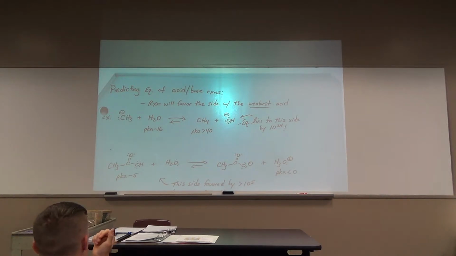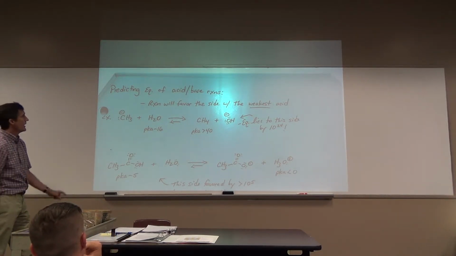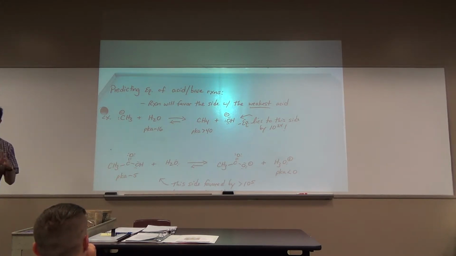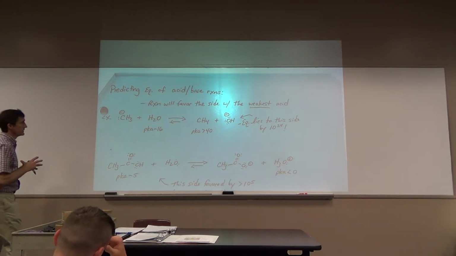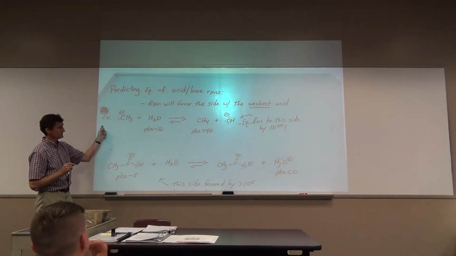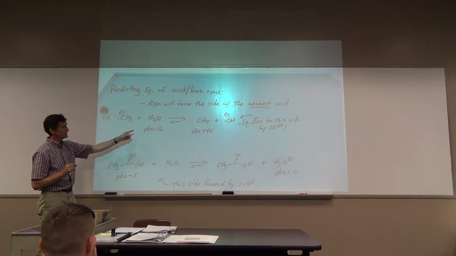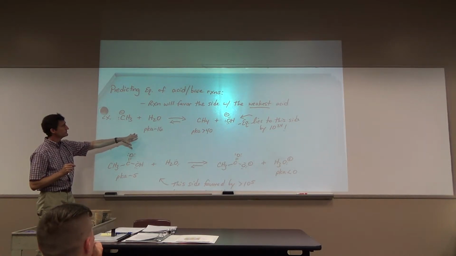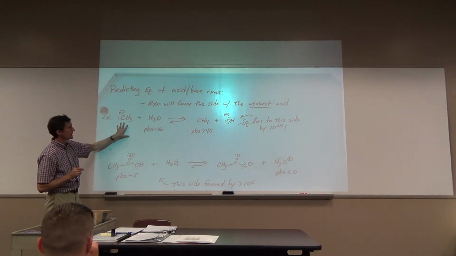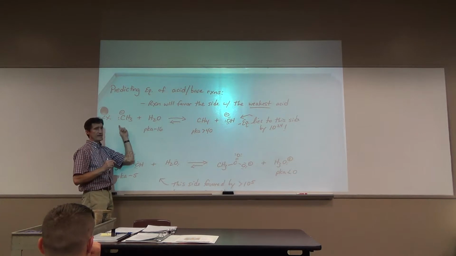Okay, predicting acid-base equilibrium. Reaction will favor the side with the weakest acid. Hopefully you covered such in Gen Chem. For example, back over here, we showed this on the previous page. I started getting into it, but I knew it was coming here. Acid-base reaction. Each side is going to have an acid.